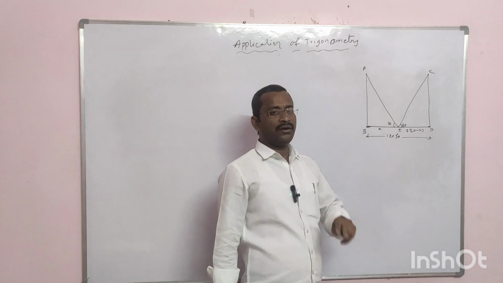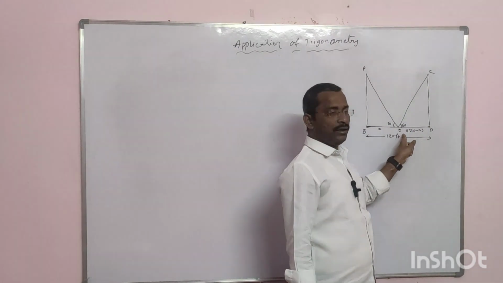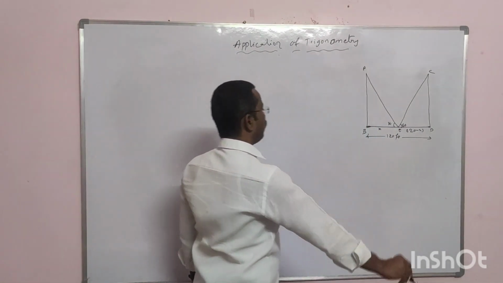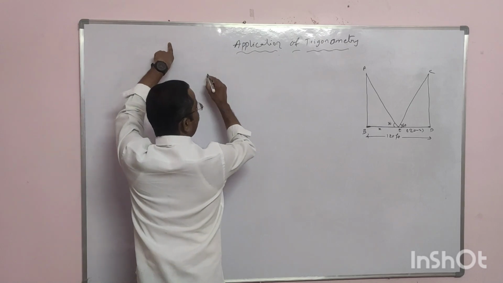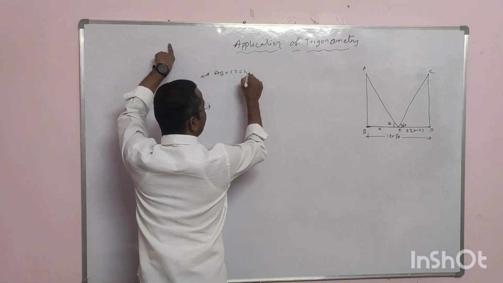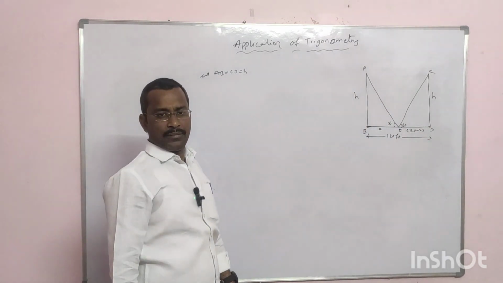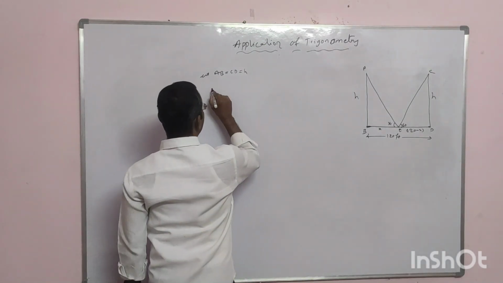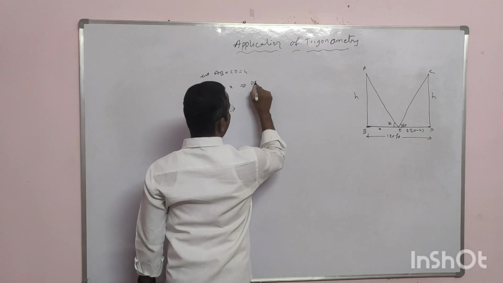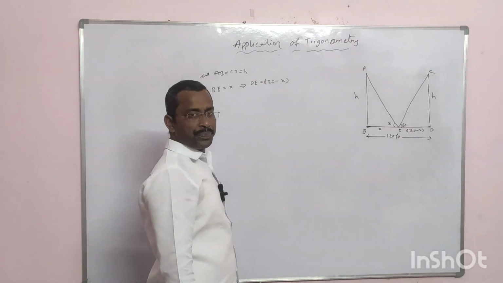So how many right angle triangles are there? 2. ఏంటది? CDE, ఇంకొకటి ABE. You have these. So let's work with it. Let AB is equal to CD is equal to H. ఎందుకంటే ఈక్వల్ హైట్ అన్నాడు కాబట్టి. Next what shall we take? BE value x. That implies DE value how much anna? 120 minus x.